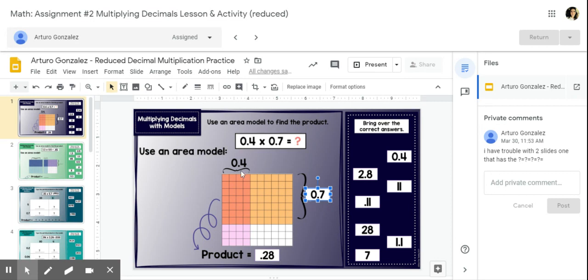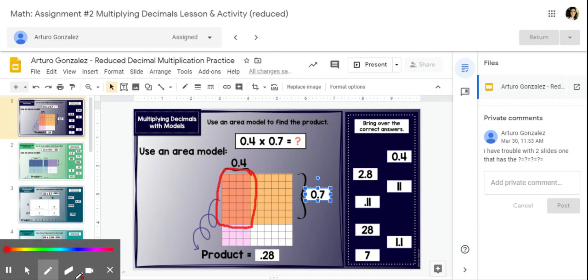And so now I can see that I have 4/10 times 7/10, which would give me my 28 hundredths. And just so that you can see that, remember that what you're counting is going to be right here, this part that is double shaded. Okay, so this should equal 28 hundredths.